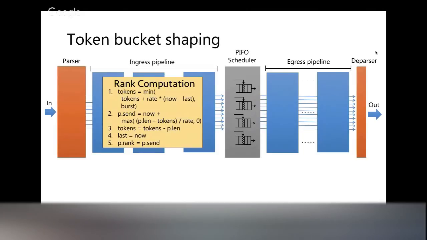As a non-work conserving algorithm, we have token bucket shaping, which maintains a count of tokens that are incrementing at a certain rate and capped to a certain burst size. We set the packet send time to either the current time or whatever time in the future it would have made up the shortfall in tokens according to the token bucket. And this send time, the absolute wall clock send time, as opposed to the scheduling order, becomes the packet's rank in the PIFO.